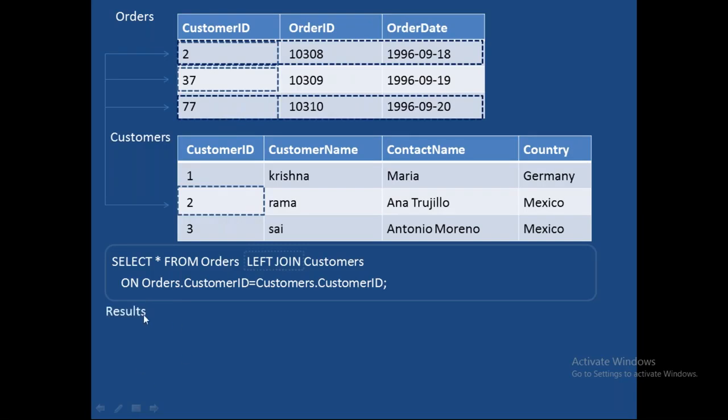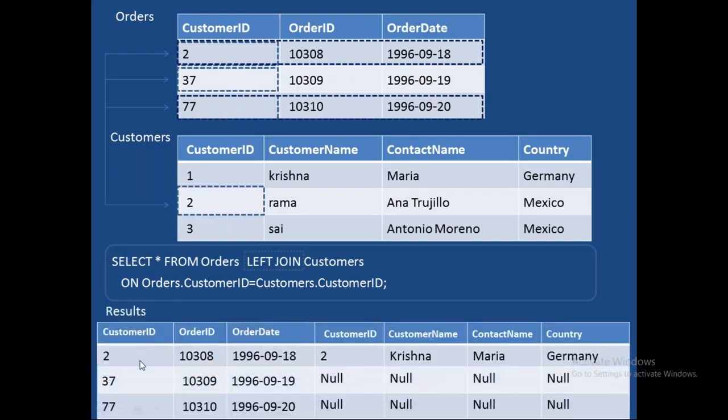Now come down to the results. You see here, this is a matching record. For the others, you only have orders information, but matching customers are not available. That's why for the matching customer information you are seeing null values.